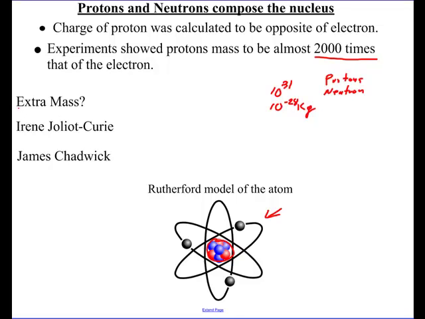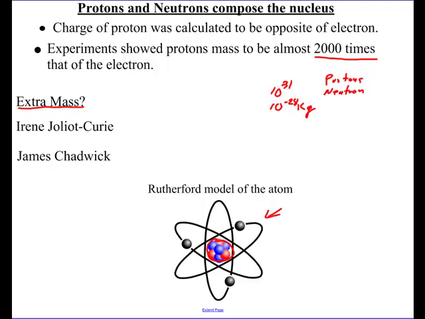At this point, there's still some unanswered questions. What about the extra mass? For example, they were kind of getting the idea of what a proton weighed, and they knew the weight roughly of a sample. And if you added all the weights of the protons, and even the electrons for that matter, it didn't account for all the mass. And so that was one of those things that kind of led scientists to look for something else.